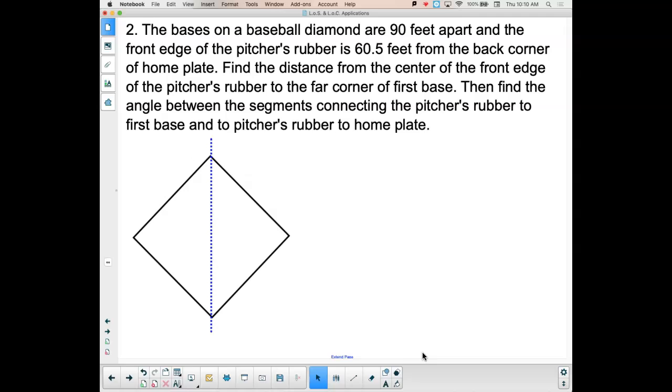Alright, so what do we know about a baseball diamond? It's a square. What else do we know? 4 bases. Okay, so home plate is usually down here. And then you got first base, and you got second base, and you got third base. What else do we know? All the sides are 90.